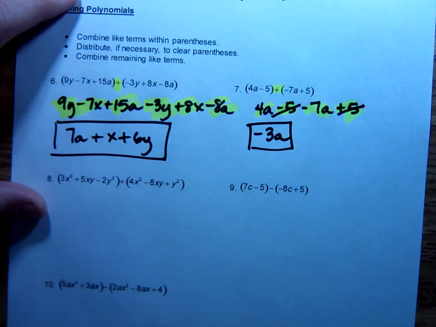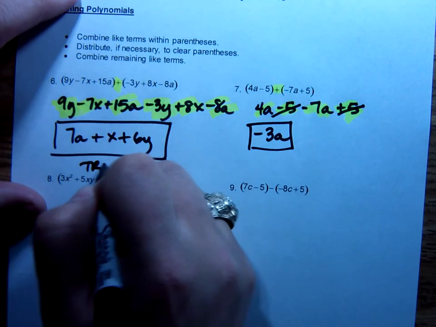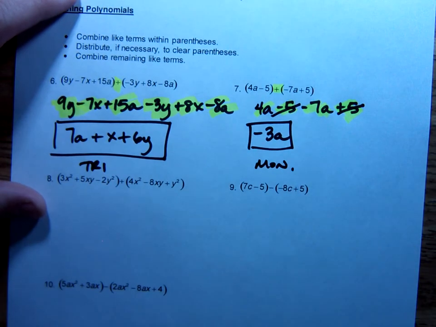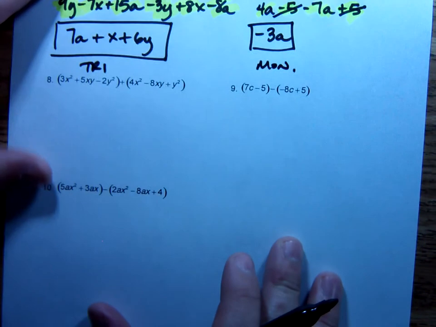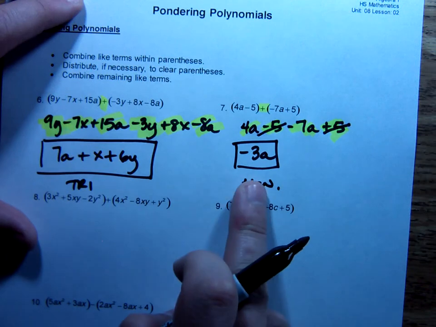By the way, what is this? It's a trinomial, right? This one, monomial. Okay. Let's go to the next. And notice how you went from two binomials to a singular monomial. That happens. Okay.